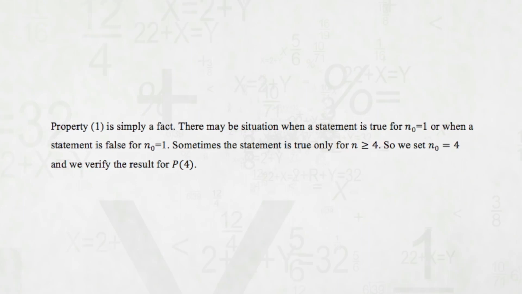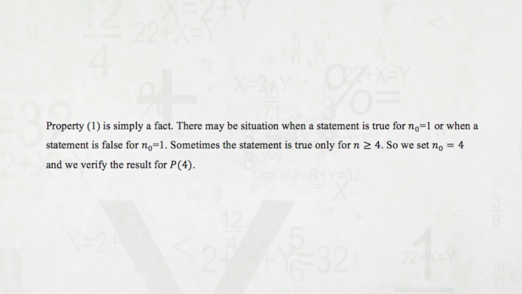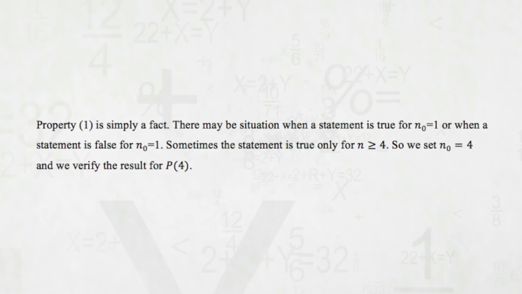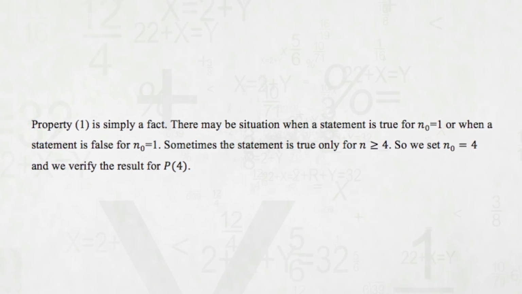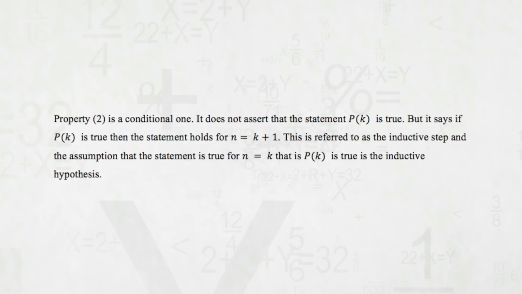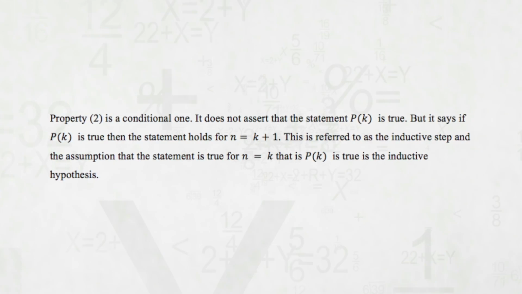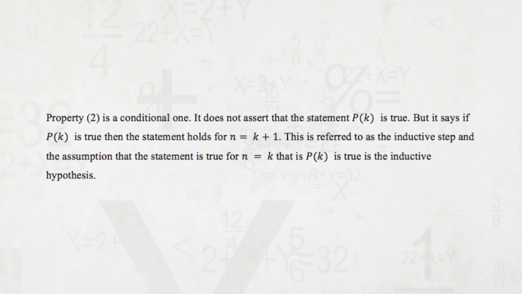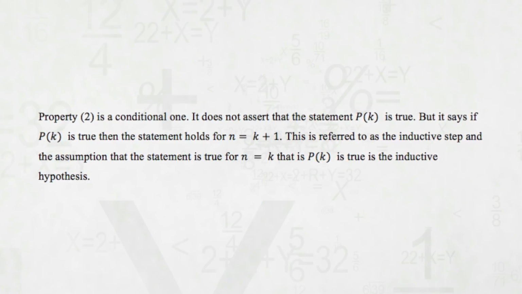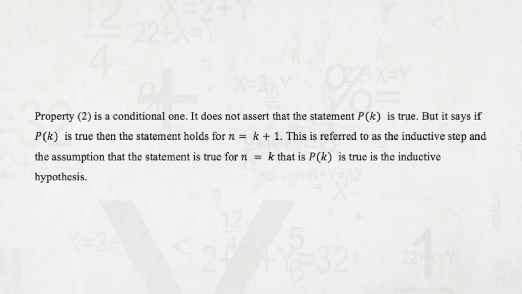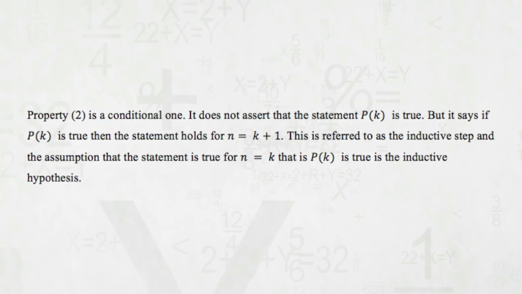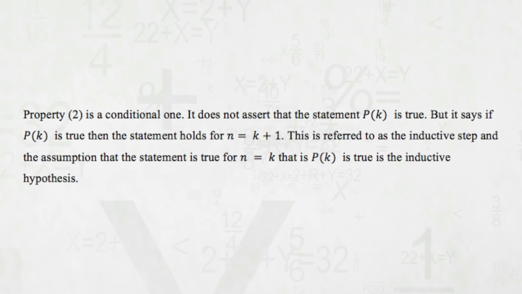There may be a situation when a statement is true for n naught equal to 1, or when a statement is false for n naught equal to 1. Sometimes the statement is true only for n greater than or equal to 4. So, we set n naught equal to 4 and we verify the result for P of 4. Property 2 is a conditional one. It does not assert that the statement P of k is true, but it says if P of k is true, then the statement holds for n equal to k plus 1. This is referred to as the inductive step, and the assumption that the statement is true for n equal to k, that is P of k is true, is the inductive hypothesis.